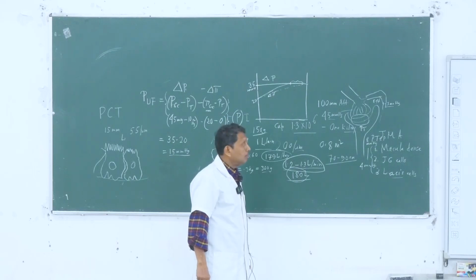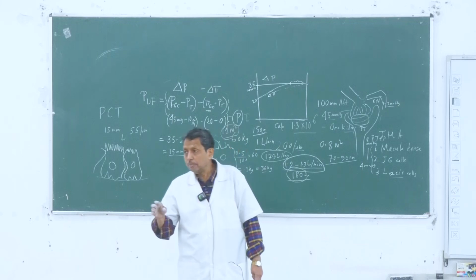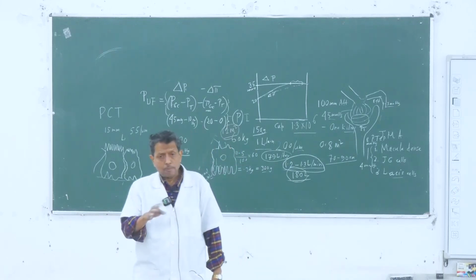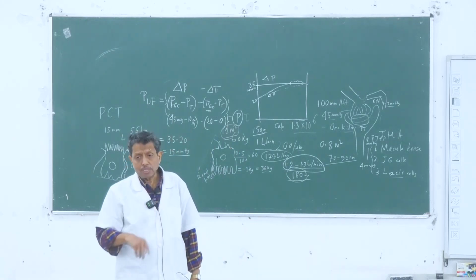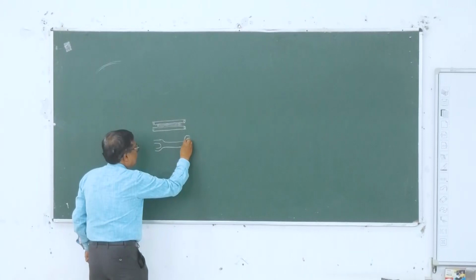So that is all for today. Some part remains. We will discuss the other part, the measurement of renal blood flow, measurement of the GFR, and renal clearance in the next class.